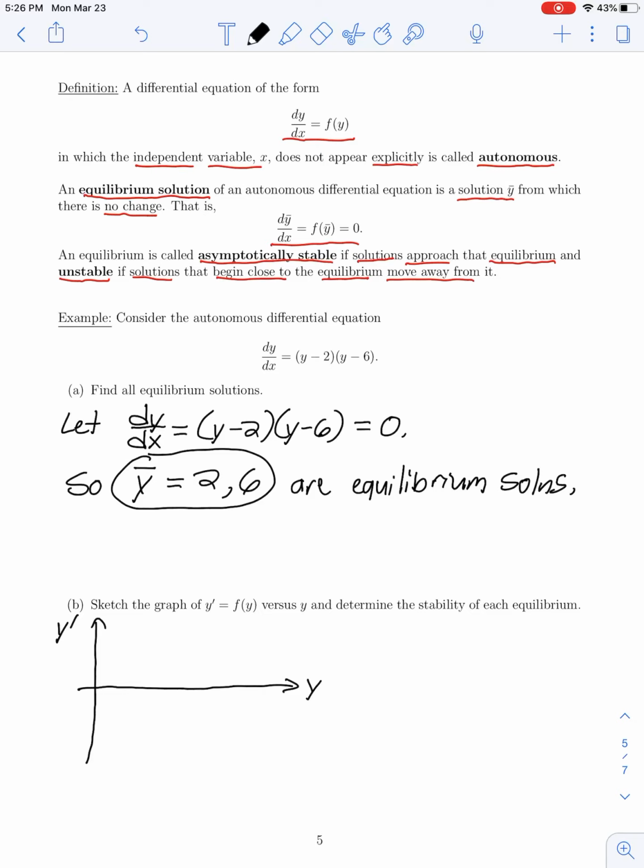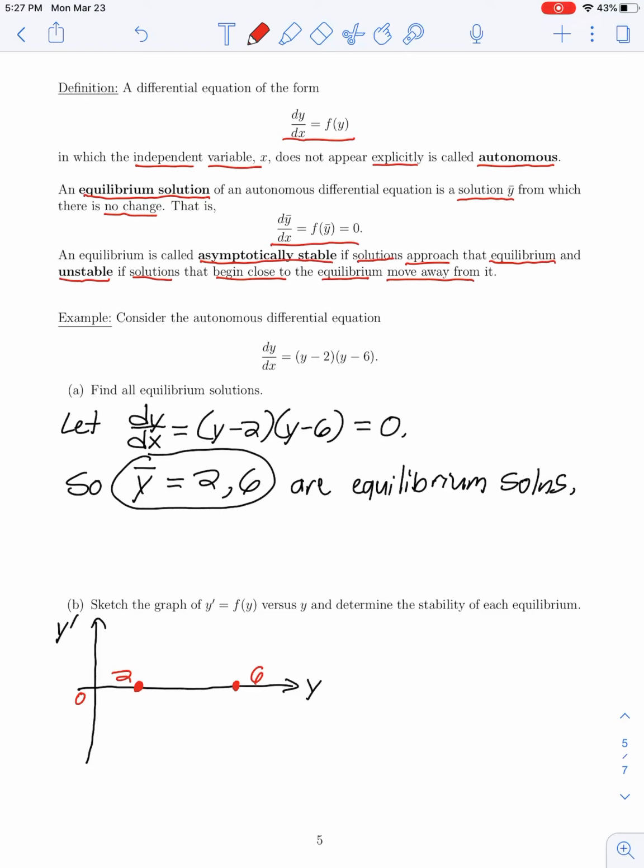Now, for sketching the graph of a differential equation, y prime in terms of y, usually the way that I like to start is by sketching the horizontal intercepts. So those are the values of y for which y prime would be equal to 0. Now we just found those values above. The values of y which make y prime equal to 0 are exactly the equilibrium solutions, 2 and 6.